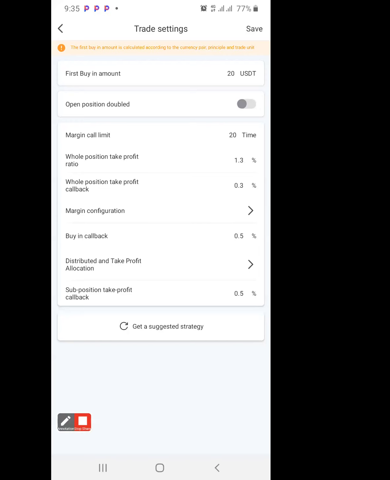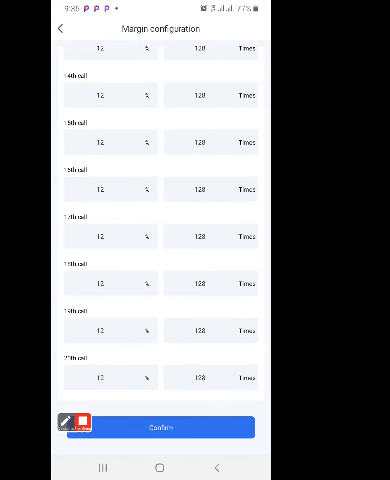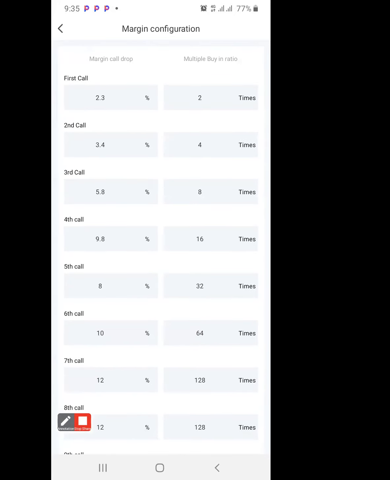So the next one is margin call configuration. This allows you to configure based on the number of calls, like we set for 20. That's how it goes up to the 20th call here. For each one, the first call says 2.3%. It's saying that if the market goes down 2.3% from the price where you entered, it will take another call, another buy. And if it doesn't touch the take profit and goes back another 3.4, that's the second call. It takes another buy.